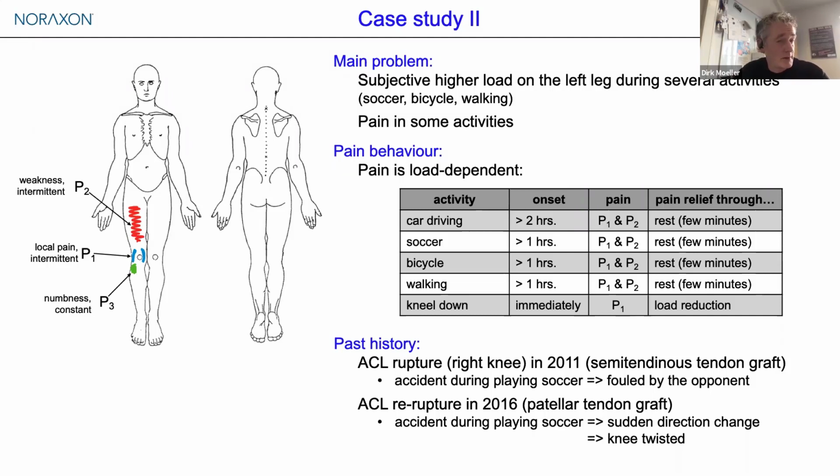The pain behavior is load dependent. So we have several activities where the onset of pain takes a couple of hours to start, and then it's P1 and P2. So here's the pain around the knee, and the thigh feels weak. There is pain relief through rest, just for a few minutes, then it was fine. But if he kneels down in end of range position, the pain onset is immediate. But if he's standing in upright position, the pain goes down. So typically, the pain is load dependent.